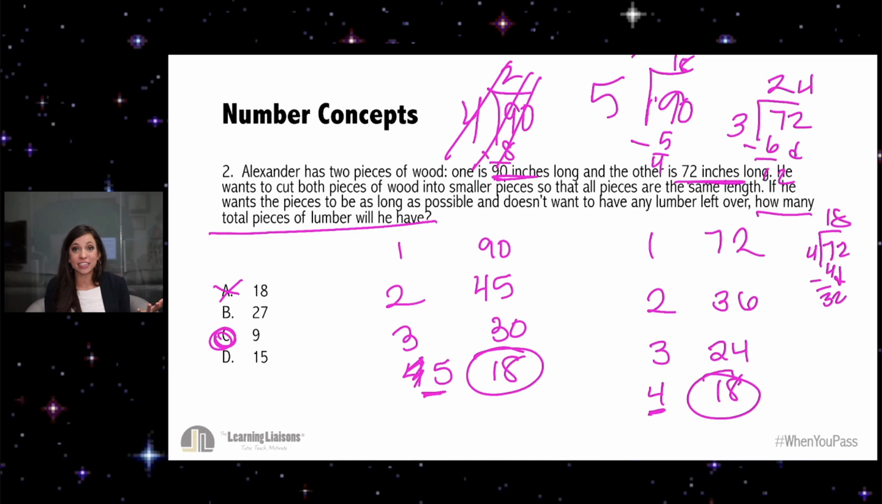So, excellent job working through that problem. Let's go on to problem number 3.